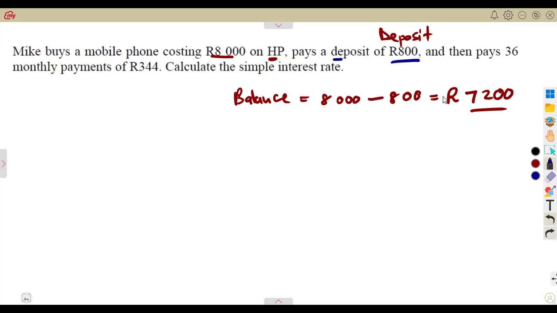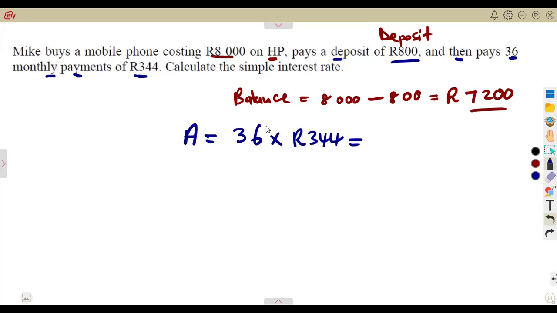All right. Then we are given that he pays 36 monthly payments of, what is it that is paid? It is the accumulated amount with the interest. That accumulated amount is the one that is being paid for 36 months. Each month, Mike is going to pay 344 rand for these 36 months. This is that accumulated amount with interest in it.